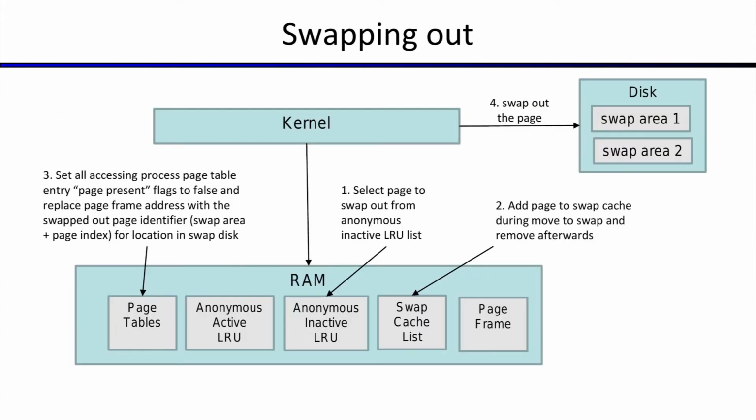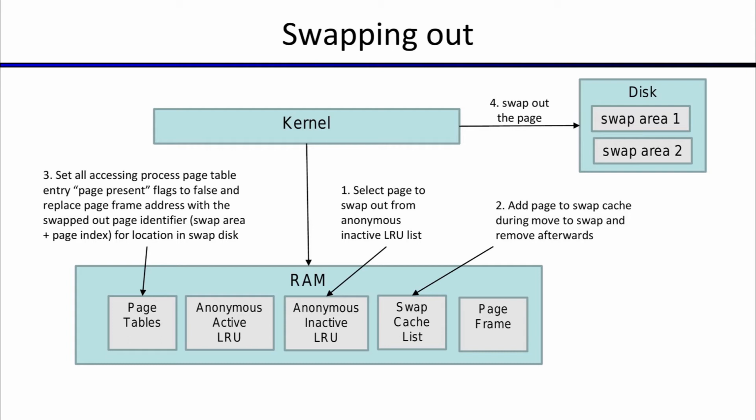So here is a swap out process. Assuming the kernel goes through its process of reclaiming and determines it wants to swap out memory, it will select pages for swap out. The pages that it will select are from the inactive list in an LRU model, so anonymous inactive. And once it has selected those pages, instead of just pushing them out to the swap area, it puts them into a swap cache first.